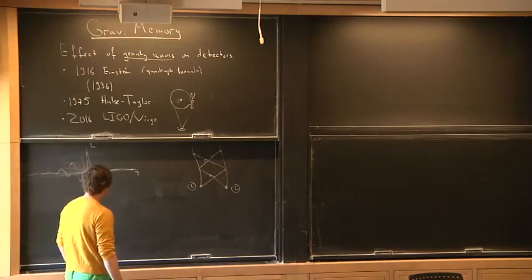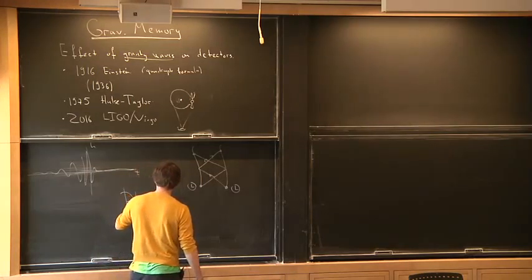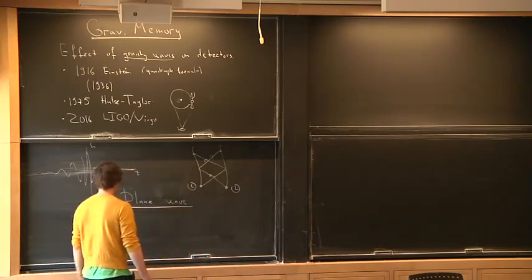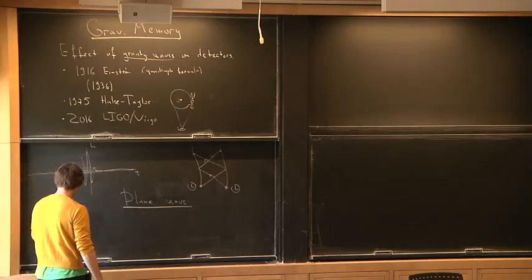The simplest way to see it is to consider, say, a plane wave. Say, well, this will be a linear approximation if you consider the metric of this form.